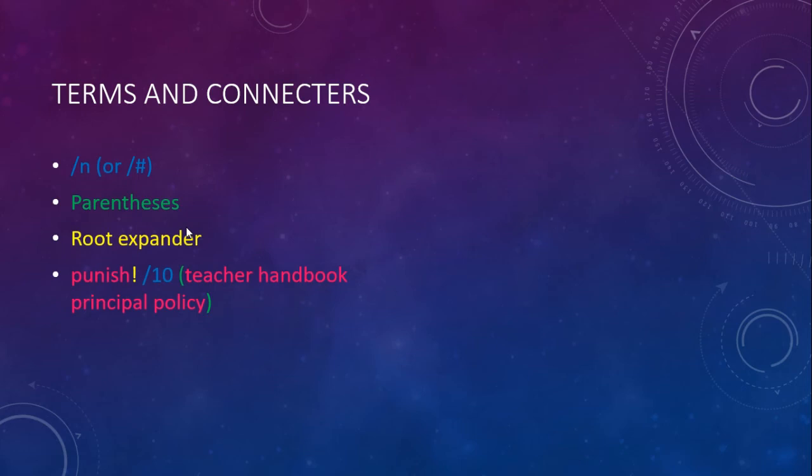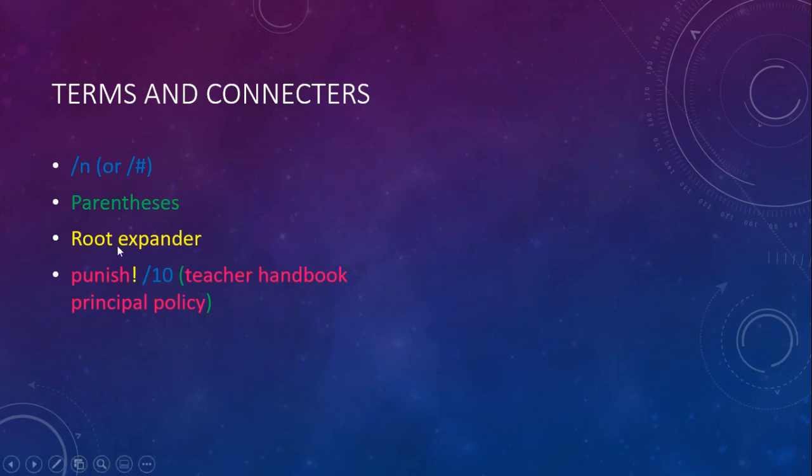Parentheses just keep search terms together, but not necessarily searched together. It'll make more sense in a second. The root expander is an exclamation point, and what it does is it allows the search results to come up with anything that is in the base and anything added on. So let's look at how this applies to us.